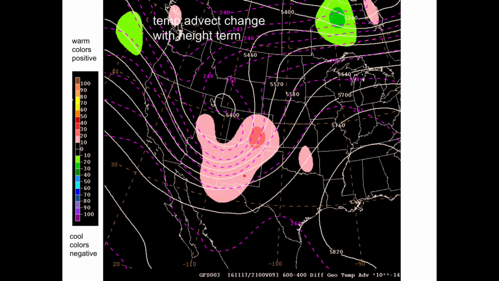And if we actually calculate that vertical derivative, we see that we have this positive term. So this is the temperature advection changing with height term, basically what we call the differential temperature advection, the vertical derivative of the temperature advection by the geostrophic wind. And sure enough, it is positive throughout this region in the base of this trough at 500.